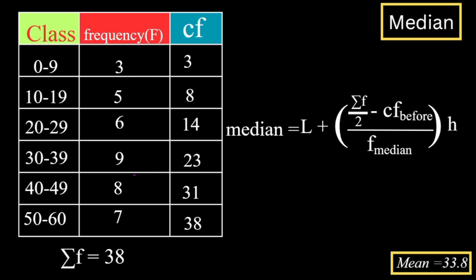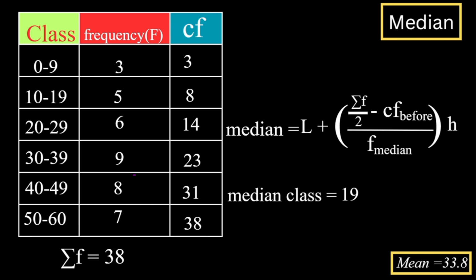L plus, in bracket, the summation of f divided by 2 minus the cumulative frequency before, divided by f median, multiplied by height. Now, we shall go through all these terms until you understand them. But first, let's get the median class. The median class is normally got using this formula, the summation of f divided by 2. For our case, the summation of f is 38, and this divided by 2 is actually 19. And this is normally the first step in solving for the median.